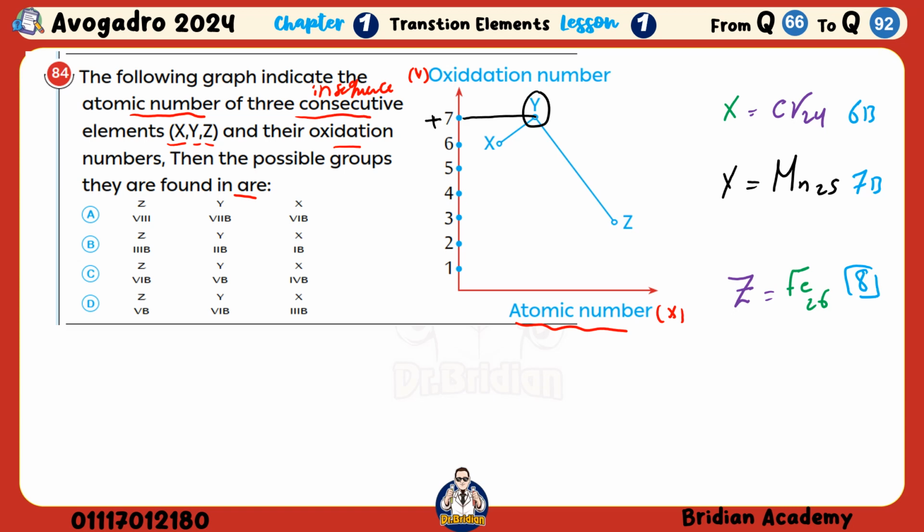Okay, let's check our choices. Z group number 8, excellent. Y in group 7B, excellent. X in group 6B. So choice number A is the correct choice, as we know that 6B in Roman numerals is VIB, and 7B is VIIB, and group number 8 is VIIIB. As the correct choice, it will be choice number A.